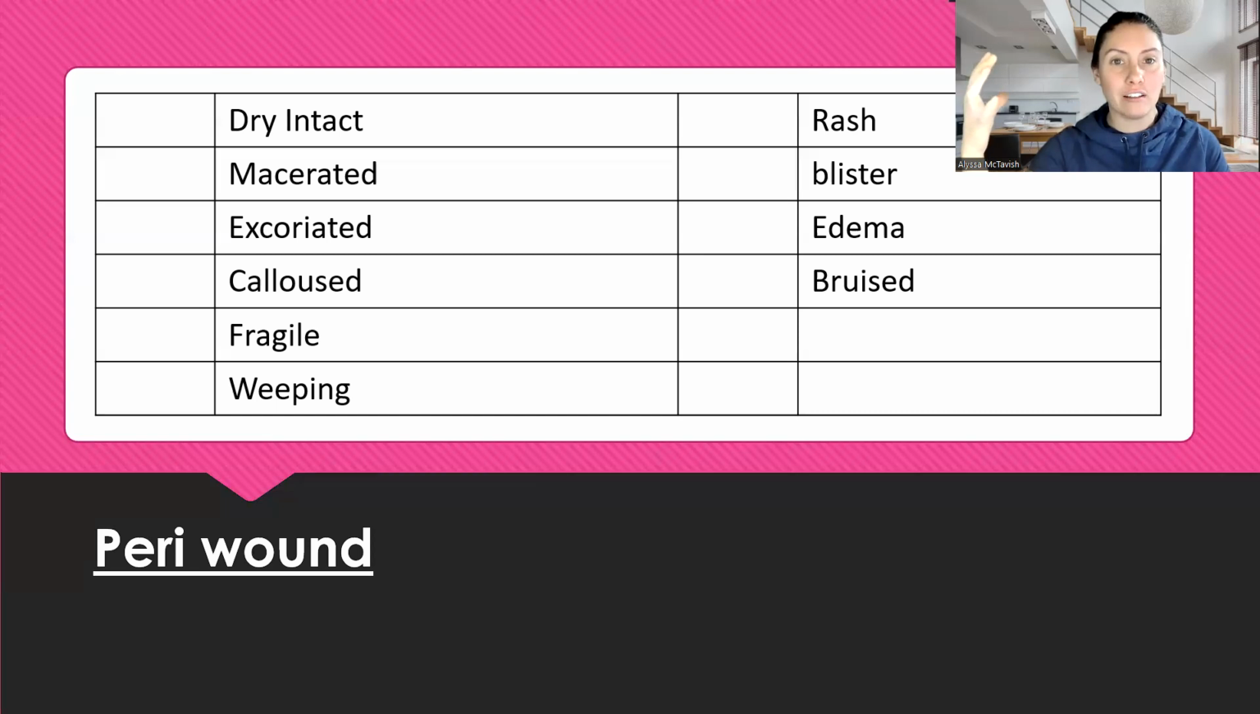Is it fragile? Okay. We have to be very careful with fragile tissue, making sure we're not putting adhesives on them. Okay. Is the peri wound weeping? Does it have rash, blister? Is there swelling? So edema? Is there bruising? We need to be looking at all these.